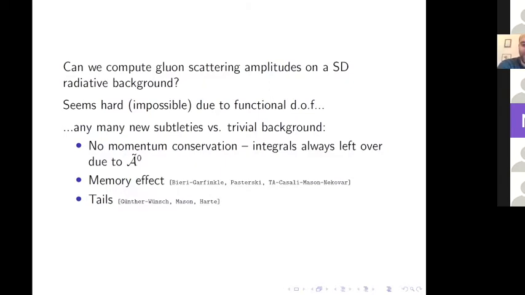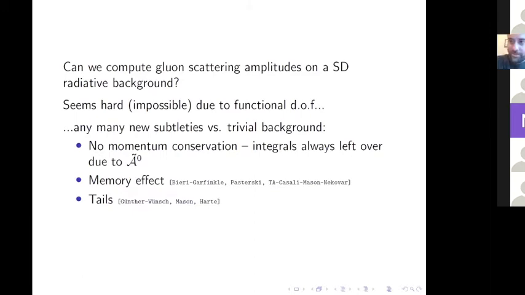From the perspective of space-time Feynman rules, there are always going to be position space integrals left over in the game, because you have these free functions that will obstruct doing Fourier integrals the way that you were used to doing them in a trivial background.